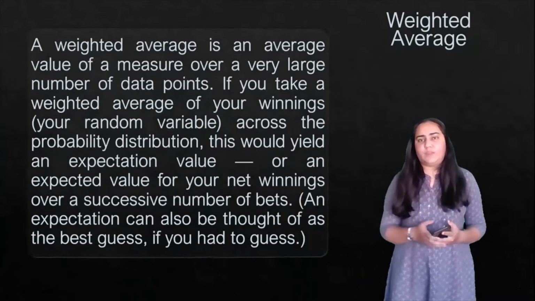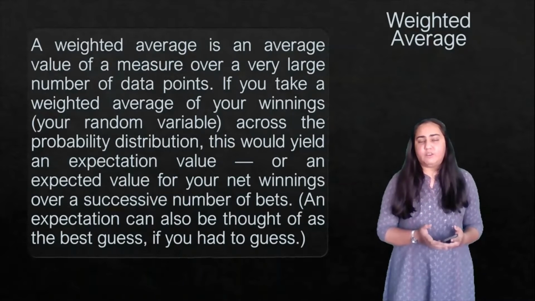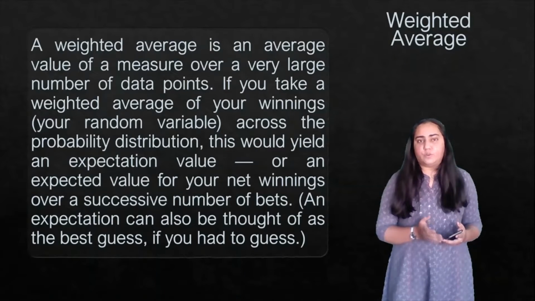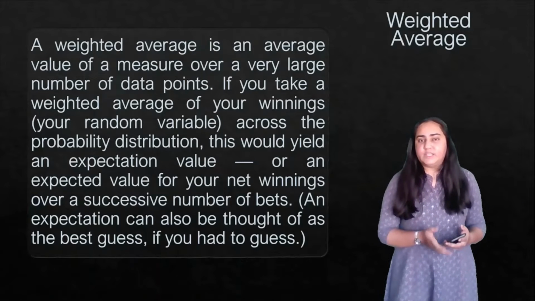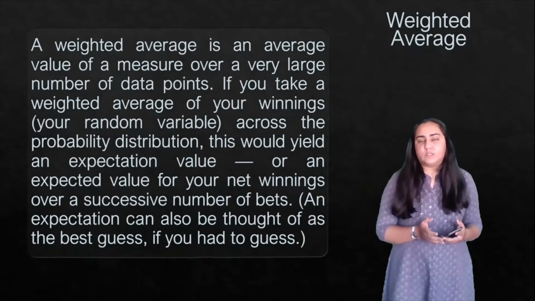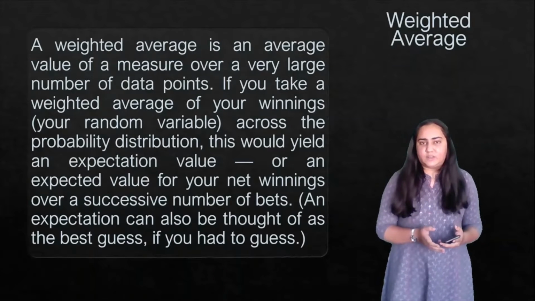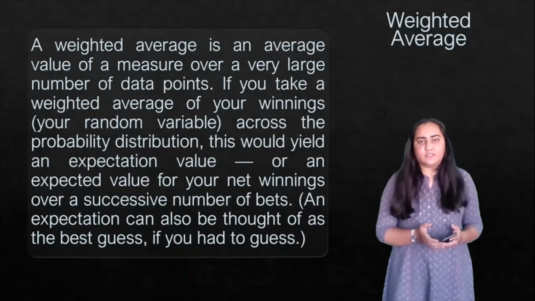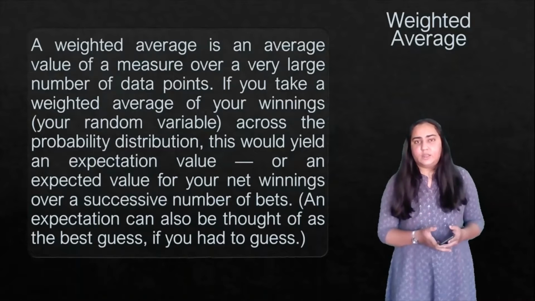So we'll begin with weighted average. What is a weighted average? A weighted average is an average value of a measure over a very large number of data points. If you take a weighted average of your winnings, that means your random variable, across the probability distribution, this would yield an expectation value or an expected value for your net winnings over a successive number of bets. An expectation can also be thought of as the best guess if you had to guess.